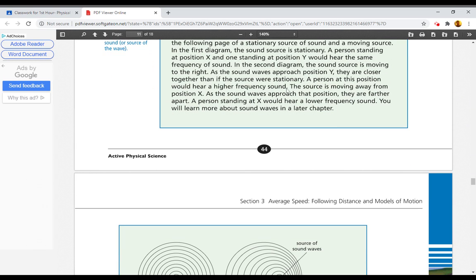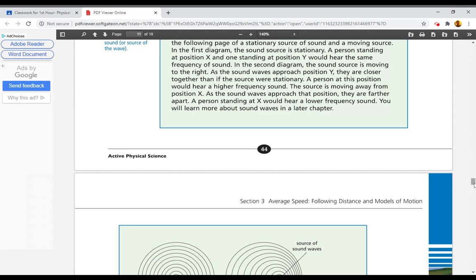We're going to have to get to them a little bit later. In the first diagram, the sound source is stationary. A person standing at position X and one standing at position Y would hear the same frequency of a sound. In the second diagram, the sound source is moving to the right. As the sound waves approach position Y, they are closer together than if the source were stationary.